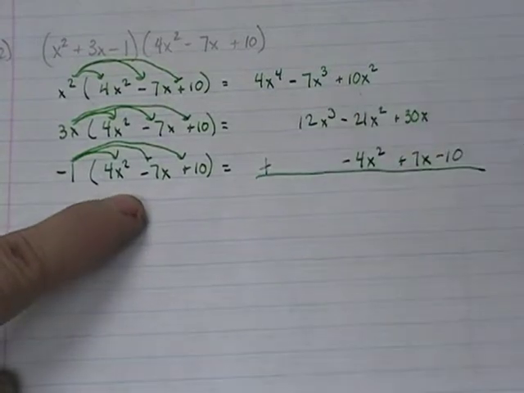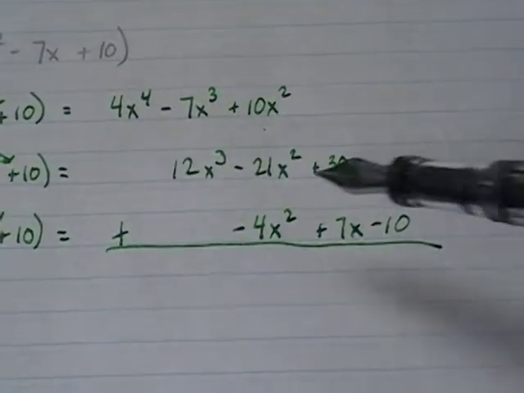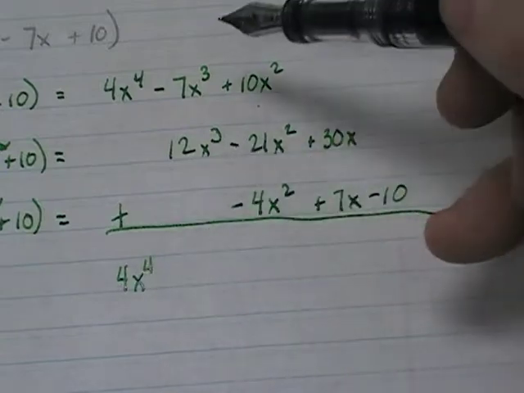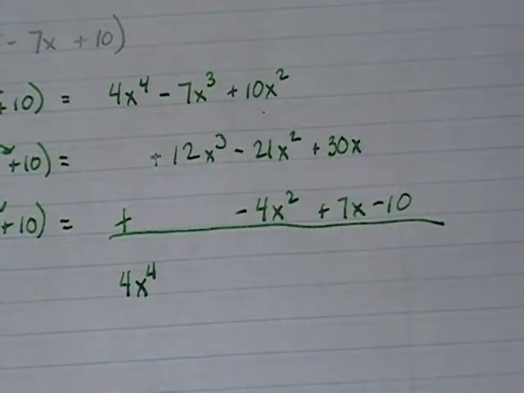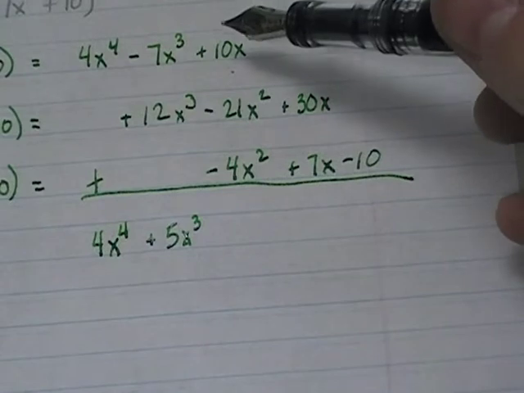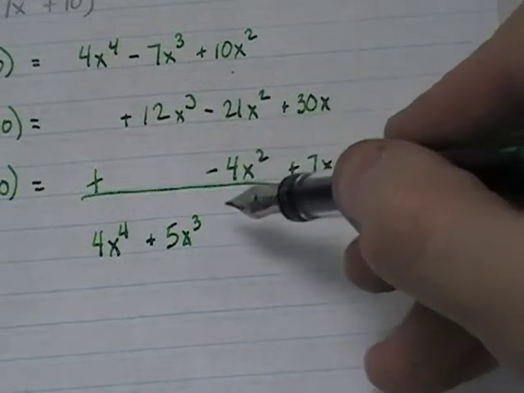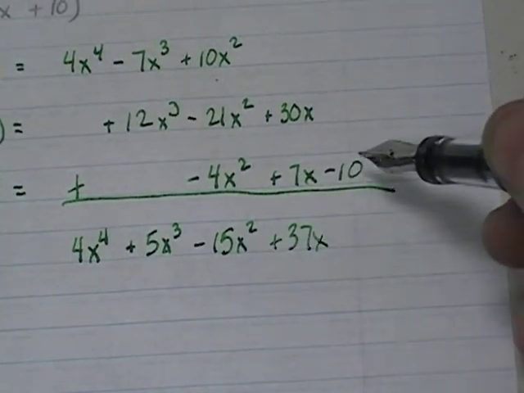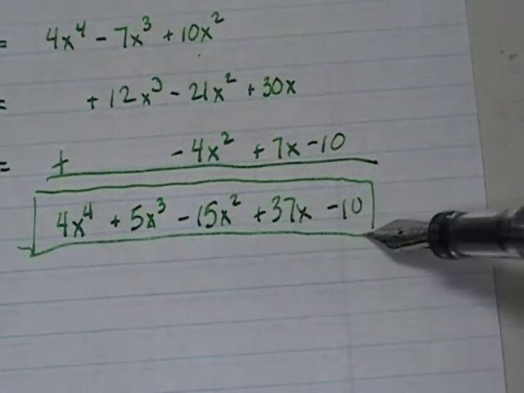And then lo and behold, we're going to combine like terms. So if I combine like terms, starting with my highest degree term, it has no like terms, so I bring it down. And then I have negative 7, and since there's no sign in front of this, it's going to be a plus, so negative 7 plus 12. Again, that's the same as 12 minus 7, which gives me positive 5. Okay. And then 10 minus 21 minus 4. So, well, 10 minus 21 is negative 11. Take 4 more away from that, you get negative 15. Okay? And then 30 plus 7 is 37. And then the negative 10 comes down. And voila, there is the answer to your multiplication problem.